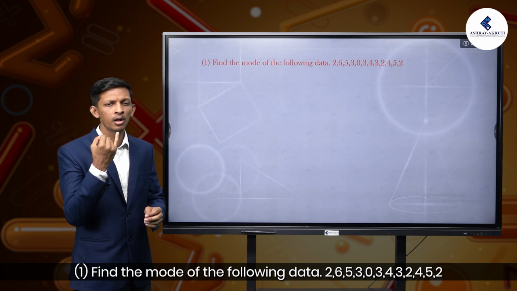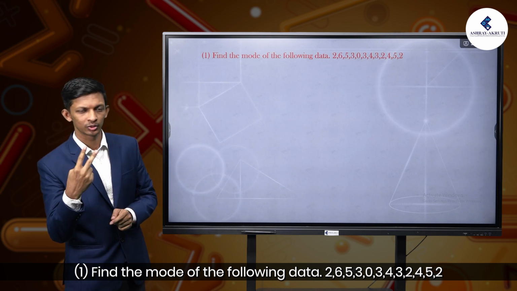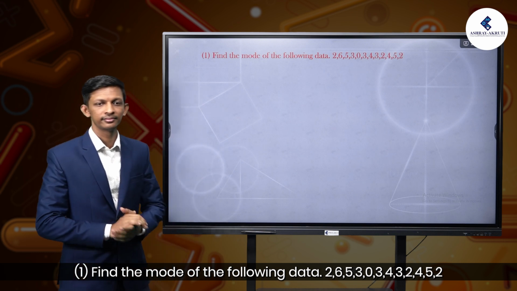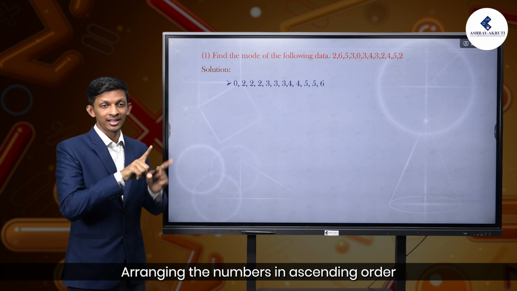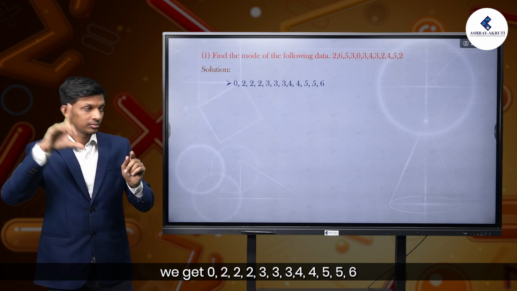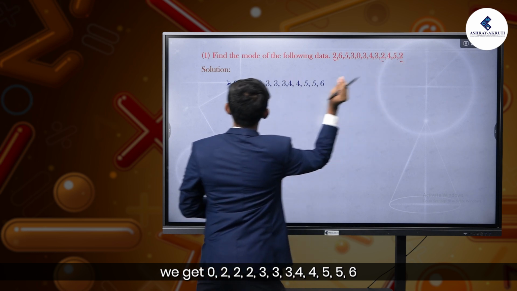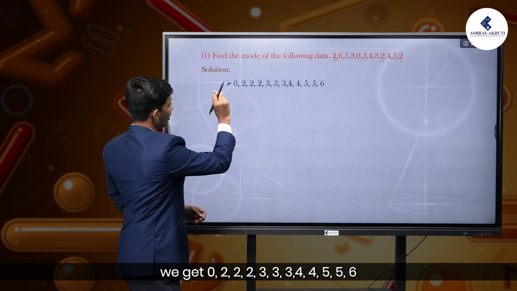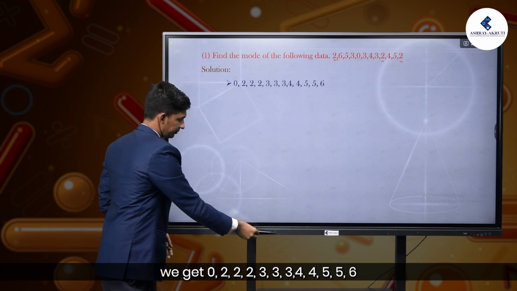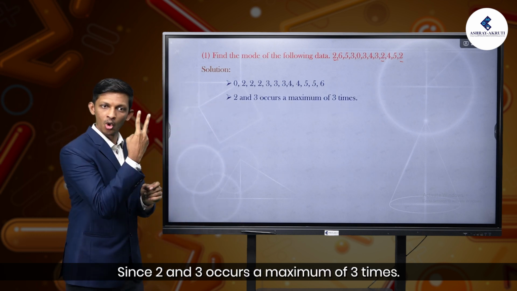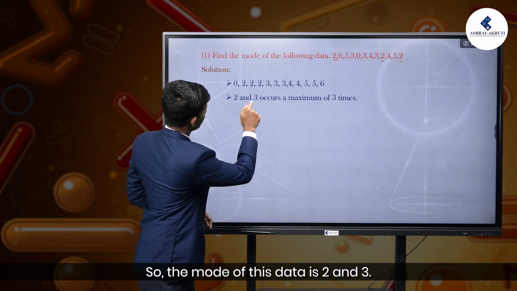Try these. Find the mode of the following data: 2, 6, 5, 3, 0, 3, 4, 3, 2, 4, 5 and 2. Solution. Arranging the numbers in ascending order, we get 0, 2, 2, 2, 3, 3, 3, 4, 4, 5, 5 and 6. Since 2 and 3 occur a maximum of 3 times, the mode of this data is 2 and 3.